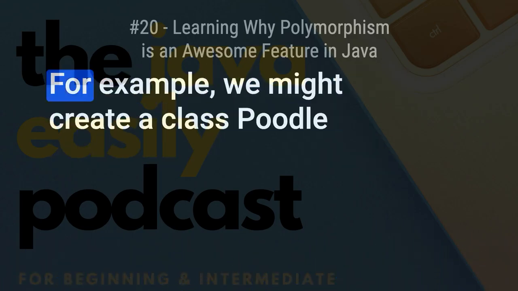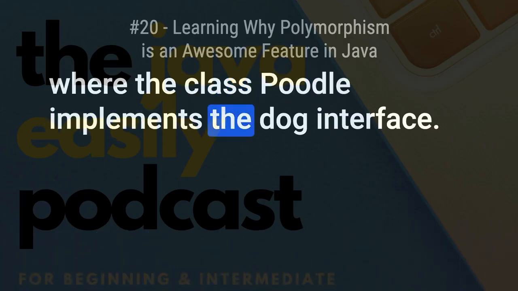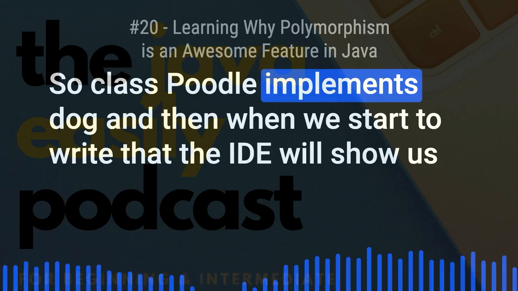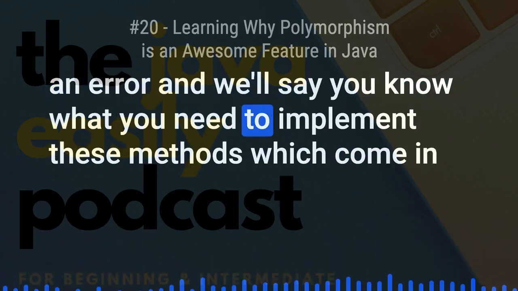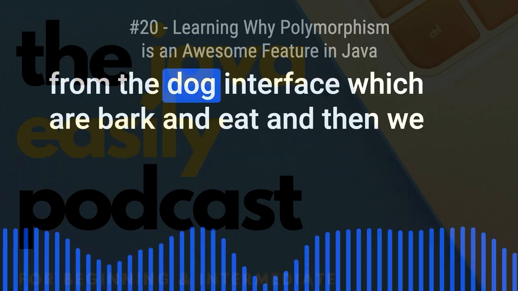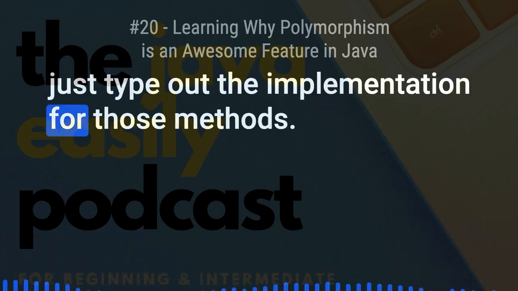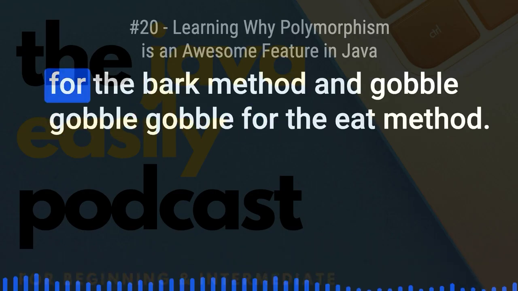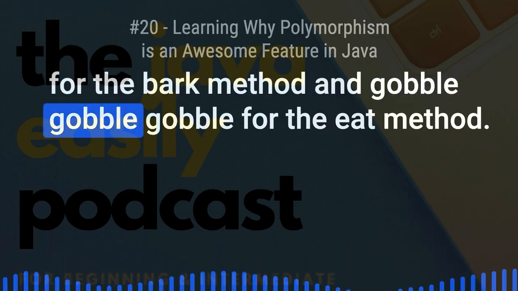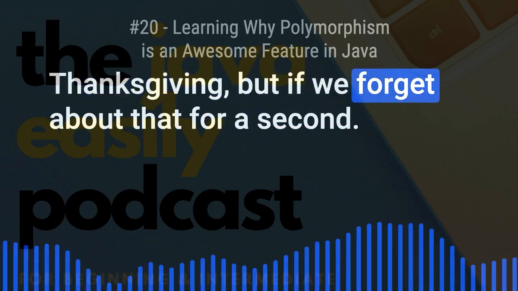For example, we might create a class poodle, where the class poodle implements the dog interface. So class poodle implements dog. And when we start to write that, the IDE will show us an error and say, you need to implement these methods which come in from the dog interface, which are bark and eat. And then we just type out the implementation for those methods, in other words, what we want them to do. And for the sake of example, we could just print out woof woof for the bark method and gobble gobble gobble for the eat method. Although that's probably more to do with turkeys than Thanksgiving, but if we forget about that for a second.